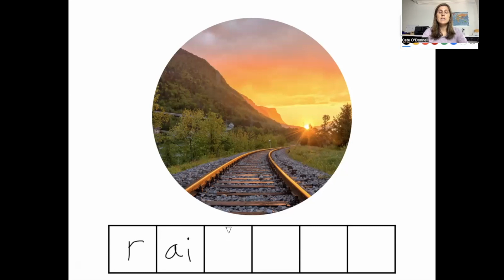Rail. L. L is spelled with the letter L. What's the next sound we hear? Rail. Again. You need another R. What's the next sound? Rail. O. O is O-A. And what's the last sound in railroad? D. D makes the D sound. This is how we spell railroad.